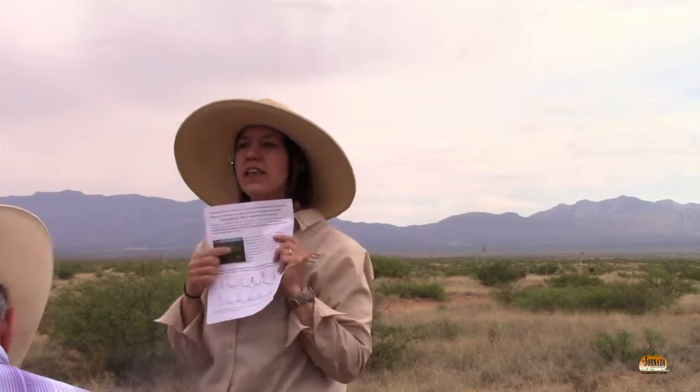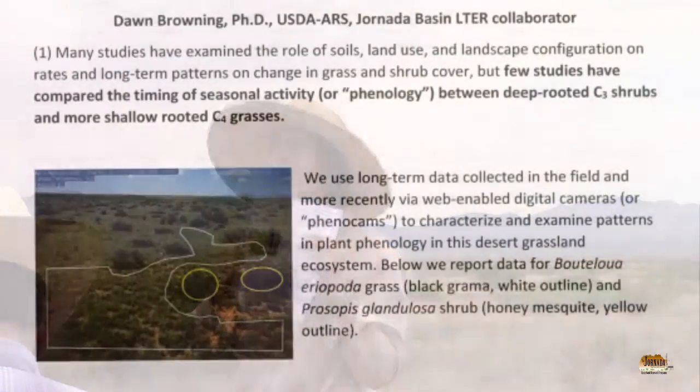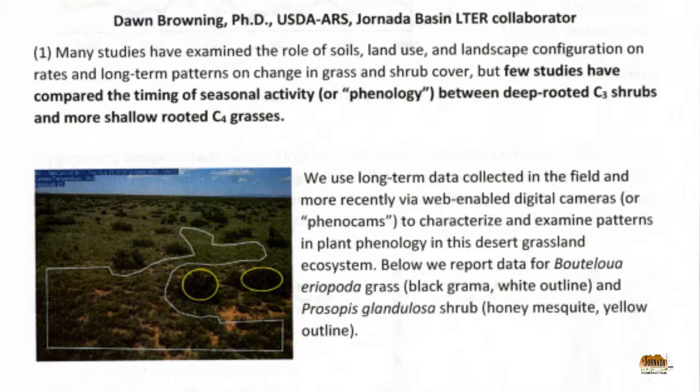Okay, so those are the cameras that are used to collect the data that you see, this picture that's on the front of the page. And the yellow and the white outlines are delineations that I made to derive patterns for the mesquite shrubs that are in that image view and the grasses, the black grama grass that's in that image view.